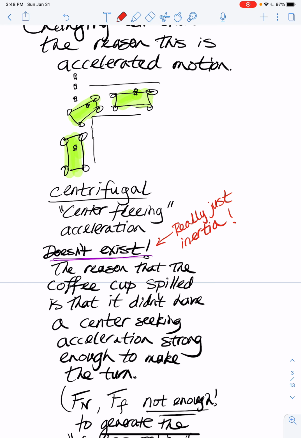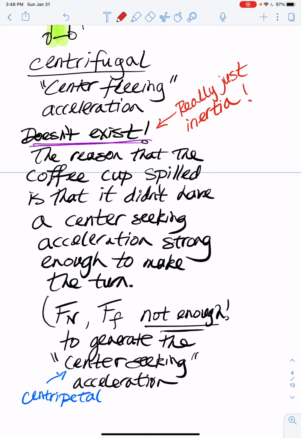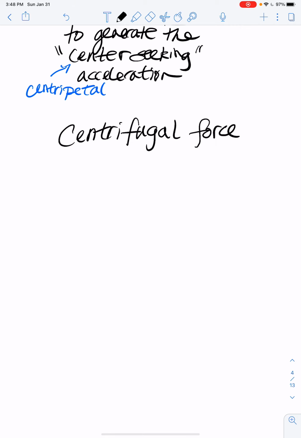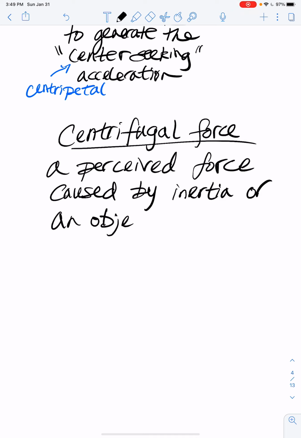So there really is no centrifugal force. Sometimes you hear it referenced in physics because it's nice to have a word to describe the inertia that you experience, this experienced force. So we could say it this way: centrifugal acceleration or force, I'm going to call it force right now, is a perceived force caused by inertia, or an object's tendency to maintain its state of motion, right?